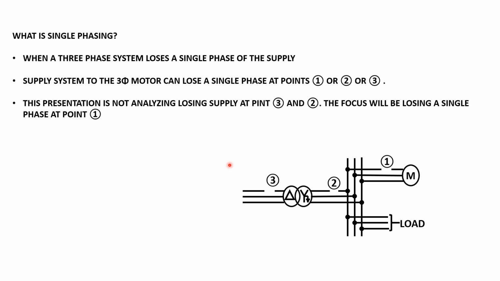So first of all, what's single phasing? It's when a three-phase system loses a single phase on the supply system. We have a single line diagram here explaining that single phasing, or an open conductor, can happen at point 1, the feeder of the supply, or in the incomer, point 2, or even in the primary side of the supply transformer.